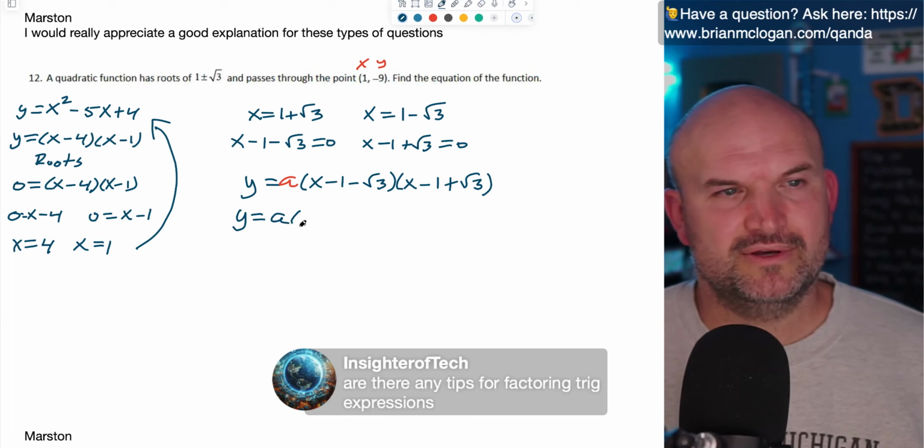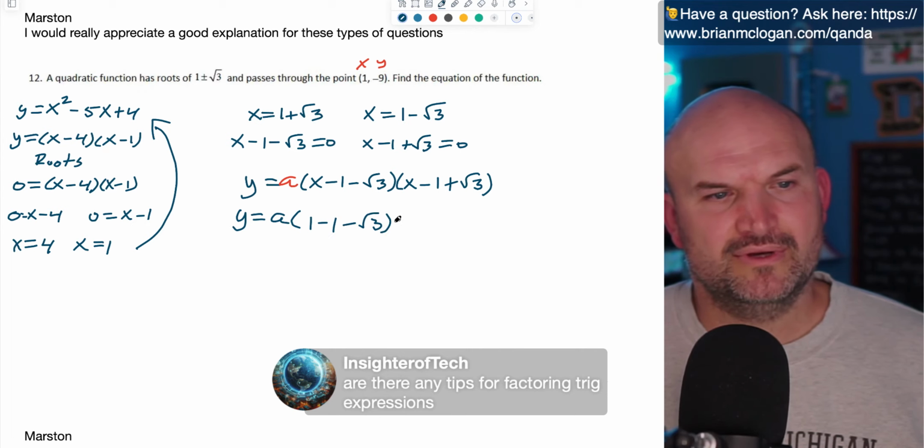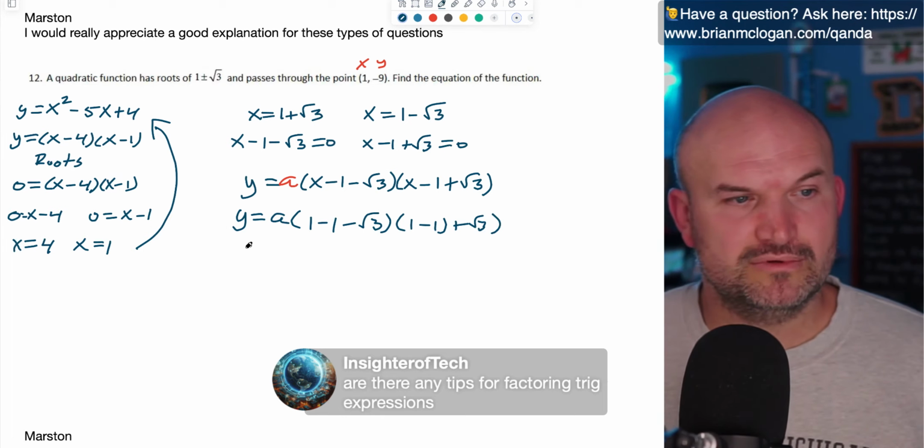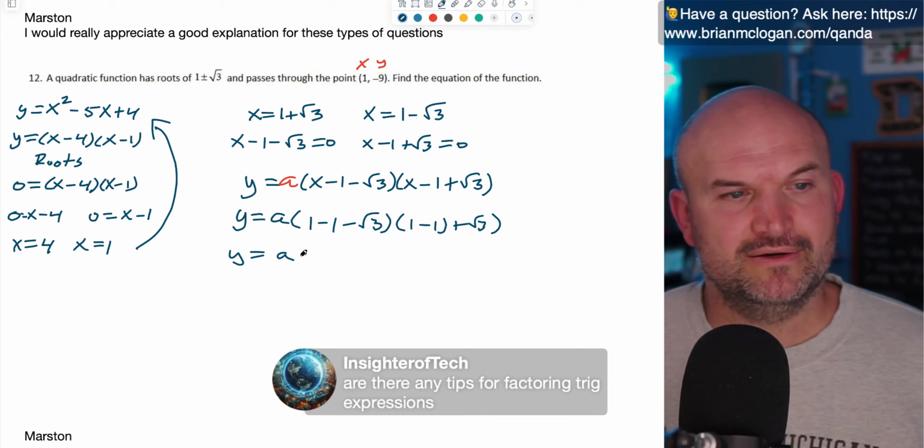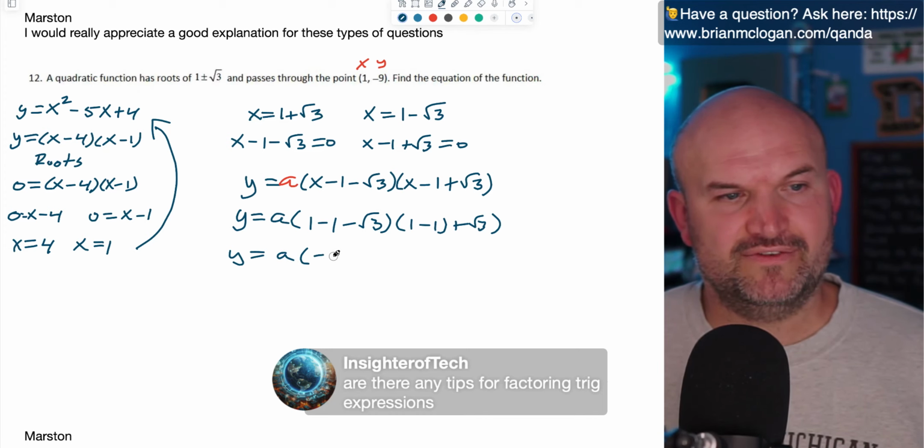So who cares? So this would be a 1 minus 1 minus a square root of 3. And this would be a 1 minus 1 plus a square root of 3. Well, 1 minus 1 is 0. So y is equal to a. So this is going to be a negative square root of 3, and this would be plus the square root of 3.